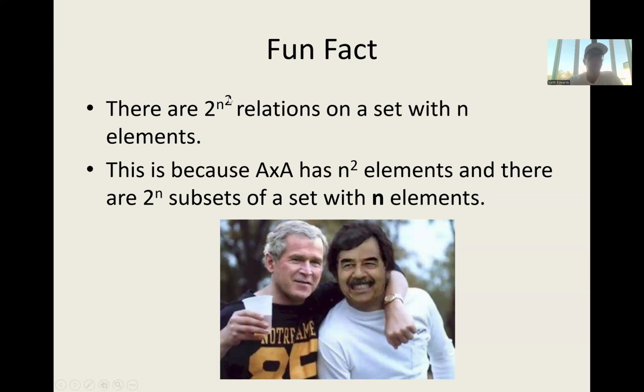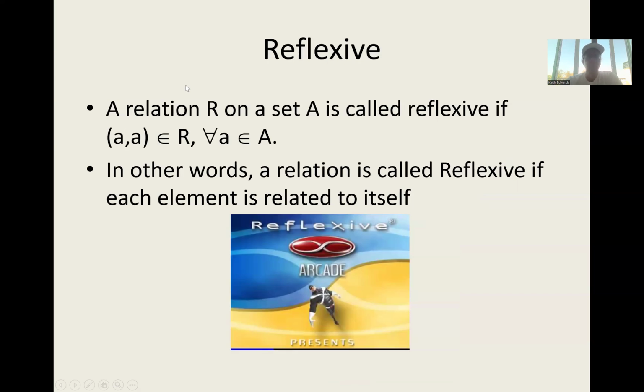There are two raised to the n squared relations on a set with n elements. This is because A cross A has n squared elements, and there are 2 to the n subsets of a set with n elements. A relation on a set A is called reflexive if (a, a) is a member of the relation for every element a in A. In other words, it's reflexive if each element is related to itself.